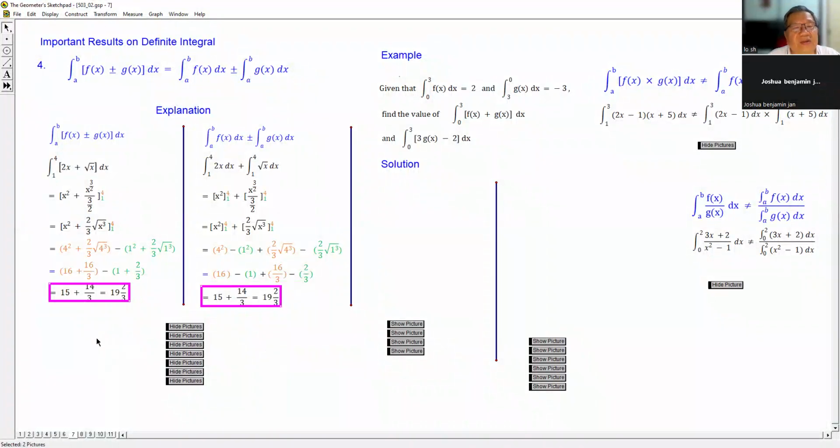Of course, the answer will be the same: 19 and 203. Now, what does this show? This shows us that integrating the whole function within the same integral and integrating the two functions separately as two separate definite integrals, the answer is the same. So we can use this as a formula to help us find answers.